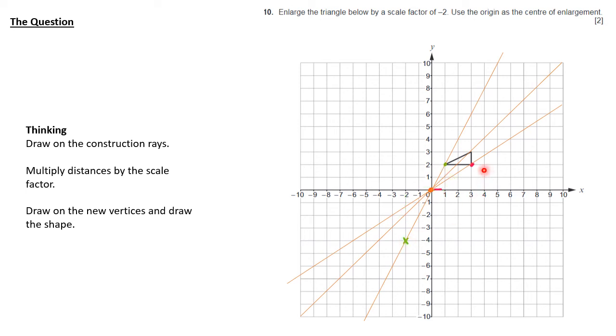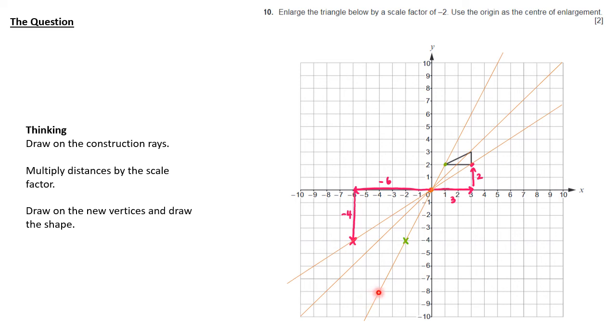Now I'm going to have a little look at the bottom right, which is 3 across, and it's 2 up. Times that by minus 2, I need to go backwards, so negative 6 to the left and then 4 down, and I can see that vertex has travelled along that ray, and it's going to be plonked there.